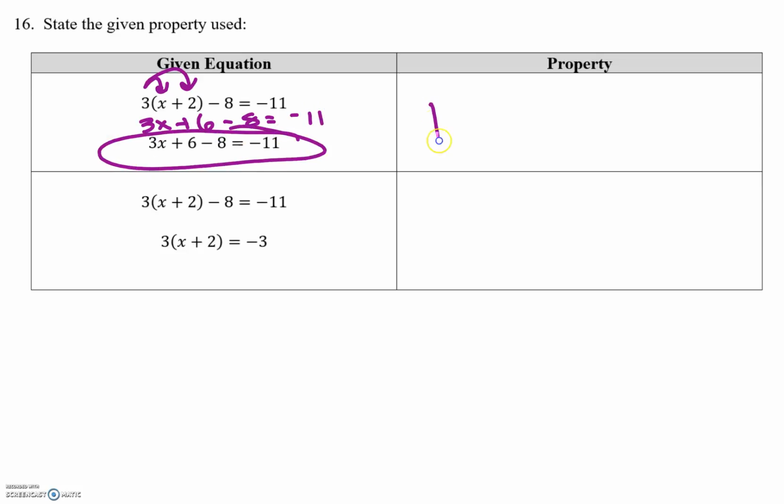So which property is that? That's the distributive property.